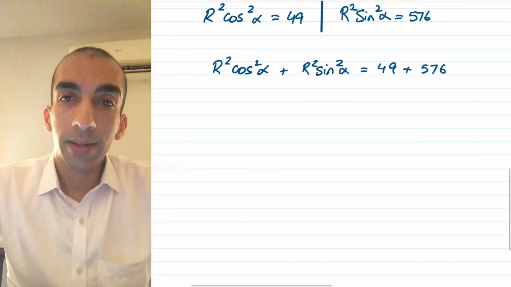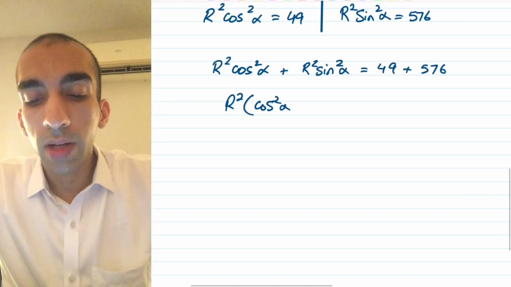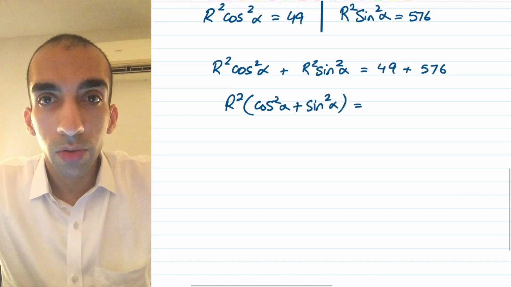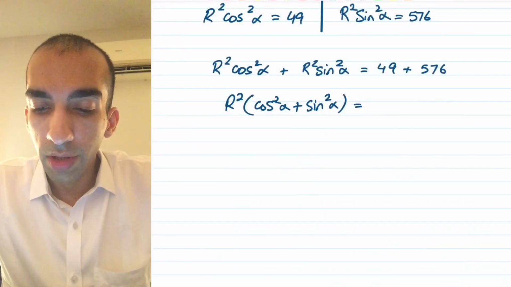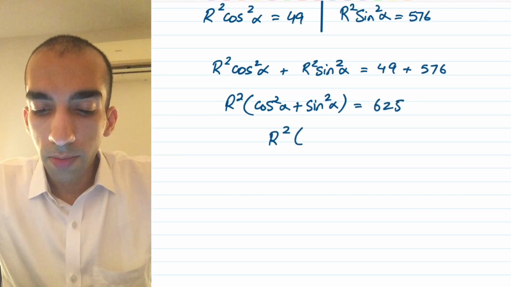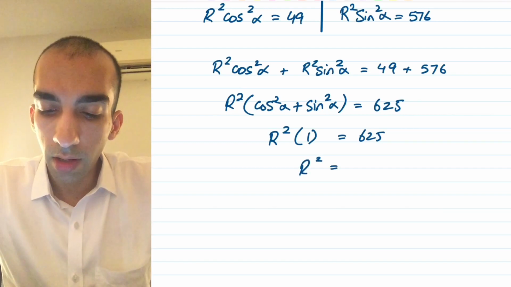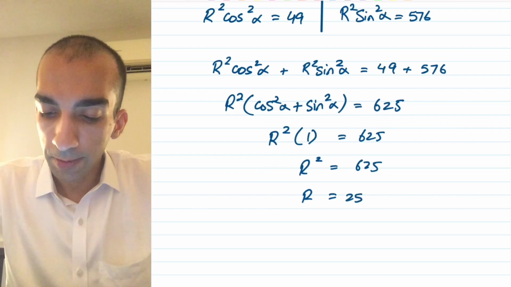I'll show you why it is beneficial or what it would help us with. R square is common. Now cos square alpha plus sin square alpha is essentially 1, and that essentially reduces to almost nothing because anything multiplied with 1 is the number itself. This gives us 625. So r square into 1 is equal to 625, then r square is equal to 625, and the value of r comes out to be the square root of 625, which is just 25.